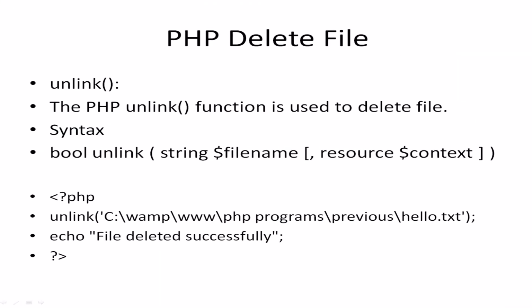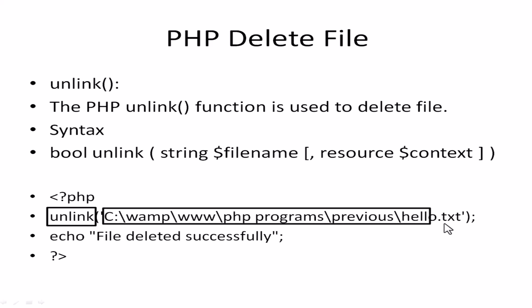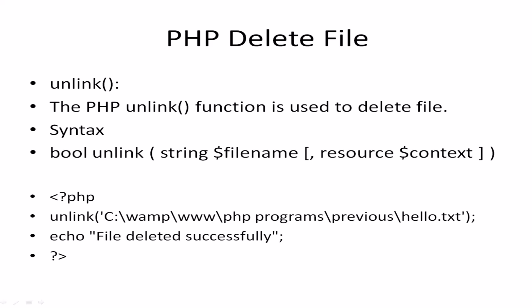Next, delete a file. If you want to delete a file, you need to specify the particular path, using a function called unlink. Unlink is going to remove the existing file. Here the particular file was hello.txt, it was existing, and you are going to delete it by using unlink. Let us see how to delete a file using PHP.